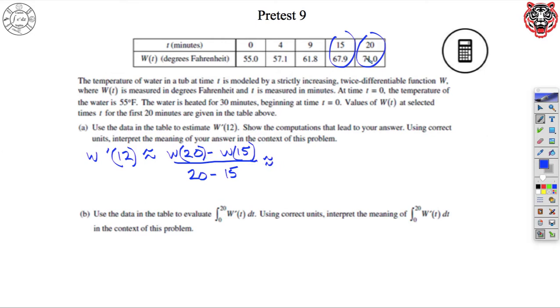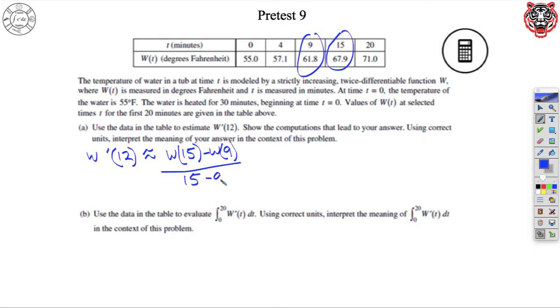All right, 20 corresponds to 71.0, 15 is 67.9, so this is going to be subtracting 67. No, isn't it 15 and 9? Oh, yeah, yes. Yeah, that is a point. Yeah, definitely. So it should be 9 and 15. There we go. W of 15 minus W of 9 all over 15 minus 9.